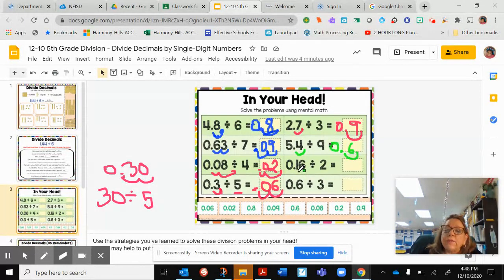The next one, I have to think about it. This is like 16 divided by 2 equals 8, but I moved it twice, so it's tenths, hundredths, and my answer equals 8 hundredths. 6 divided by 3 equals 2. Excellent. How many places am I going to move it to the left? 1. So my answer is 2 tenths.